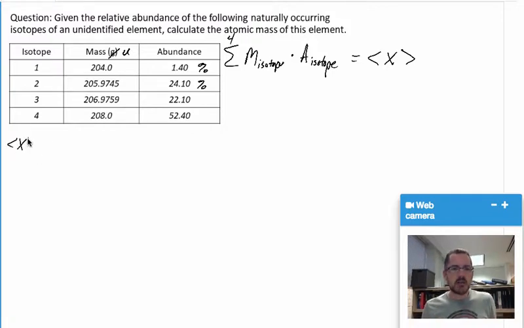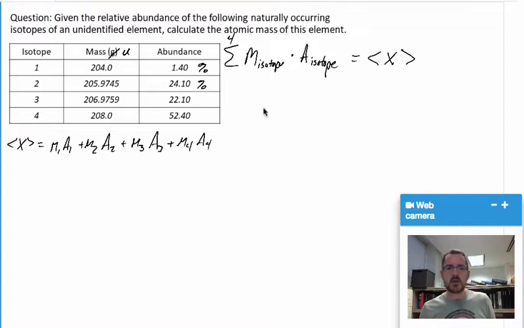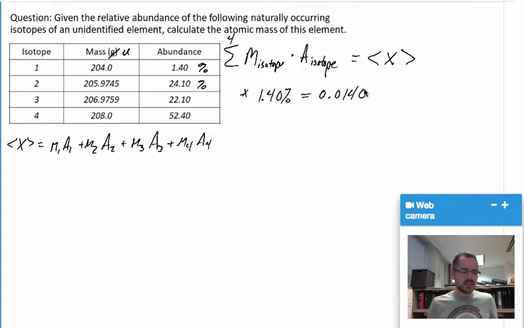So the average atomic mass is going to be our mass 1 times our abundance 1, plus mass 2 times the abundance of 2, plus mass 3 times the abundance of 3, plus mass 4 times the abundance of 4. And I just want to remind you all about a percentage. 1.40% is the exact same thing as saying 0.0140. They work the same, and depending on your calculator, sometimes using percentages is going to be easier or more difficult. I prefer to work with the decimal values rather than percentages, so you'll see me use the decimals here.